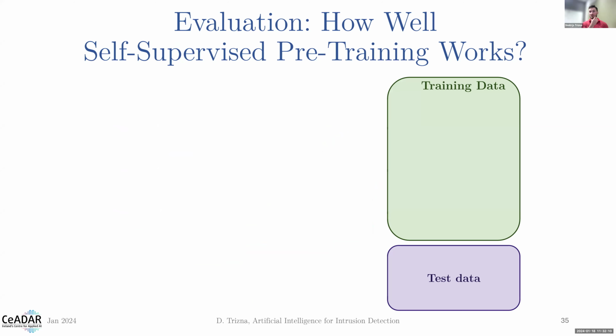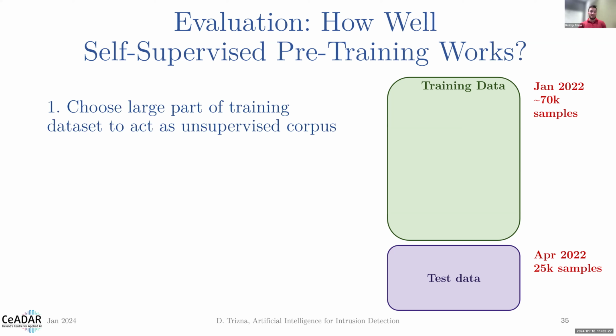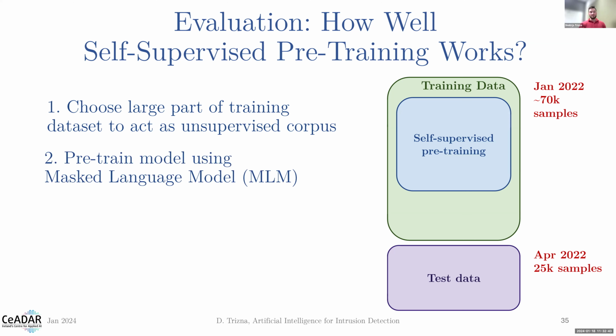However, if we switch our attention to the pre-training, let me first explain how we set up this experimental run. So we have the training data and test data, right? Training data collected in January, test data in April, and the sizes are 25,000. We take a large chunk of the training data, for instance 80%, and assume that this is an unlabeled corpus. We strip away the labels, and we use it only for pre-training. Then we pre-train the model using this unlabeled part of the dataset.